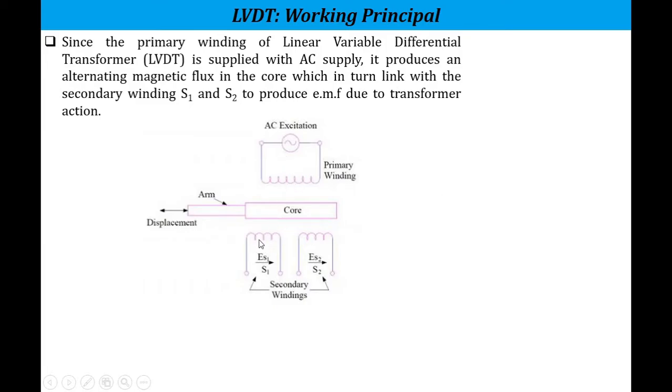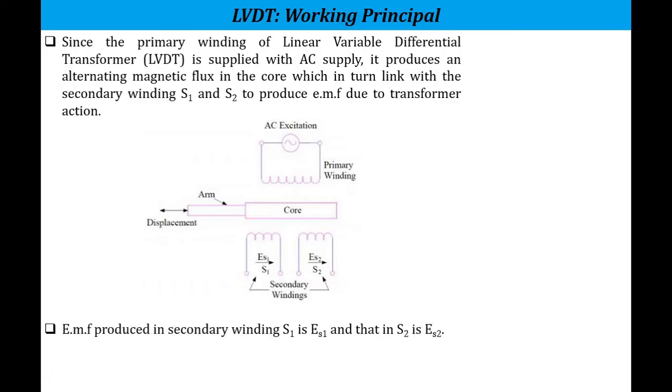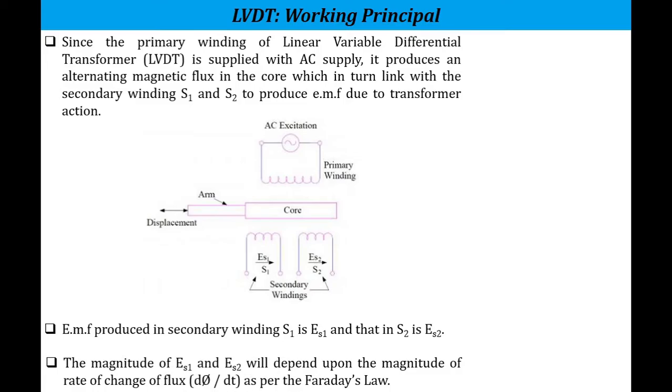Here you will observe that the number of turns of secondary winding S1 and the number of turns of secondary winding S2 are both the same. Now the EMF which is produced in secondary winding S1 is denoted by ES1, and the secondary EMF which is generated in secondary winding S2 is denoted by ES2. Now here the magnitudes of ES1 and ES2 will depend upon the rate of change of flux, which is called d phi by dt, as per Faraday's law.